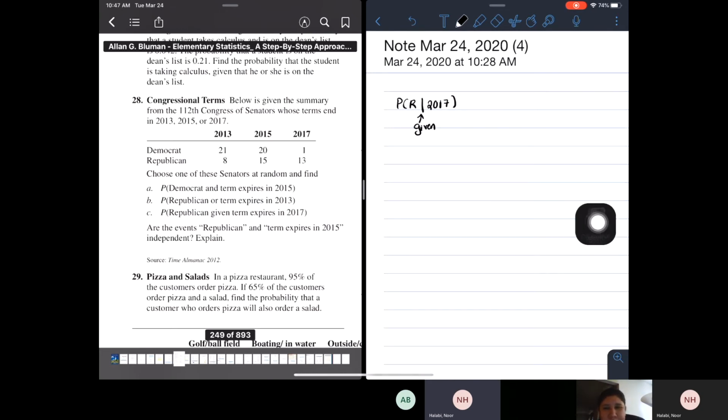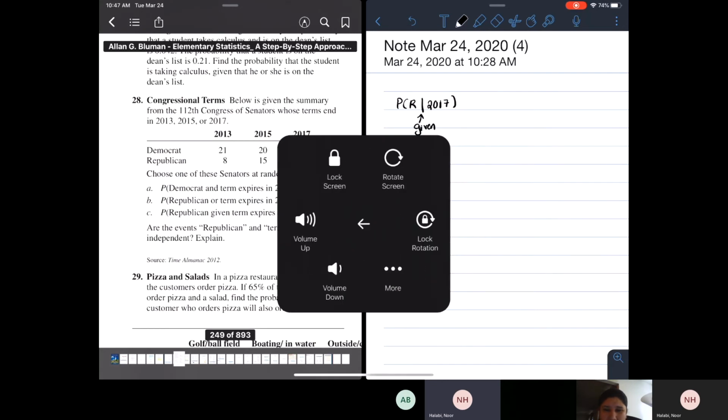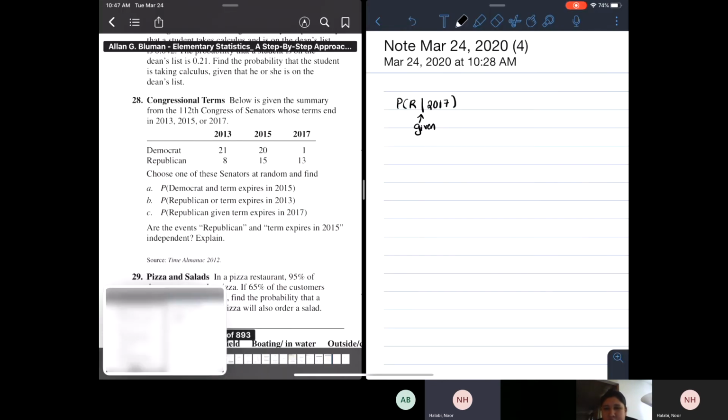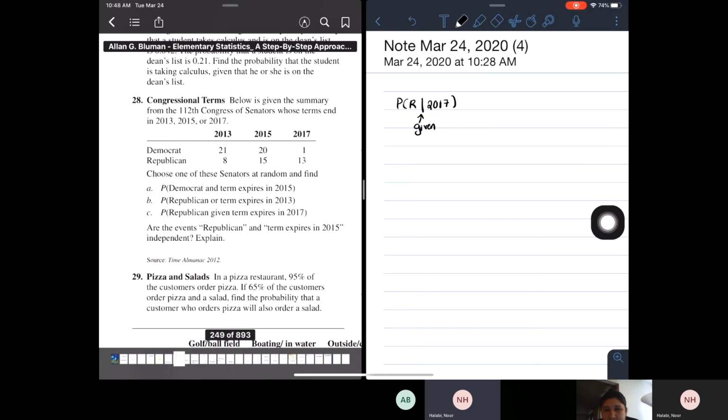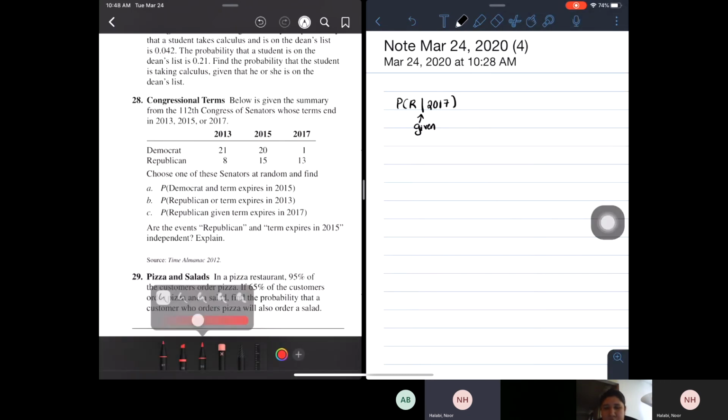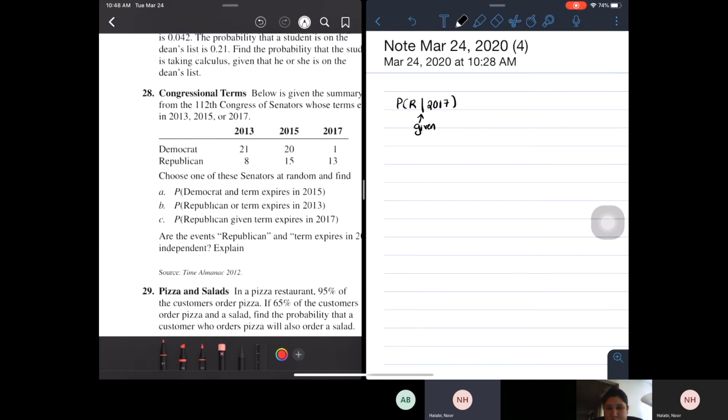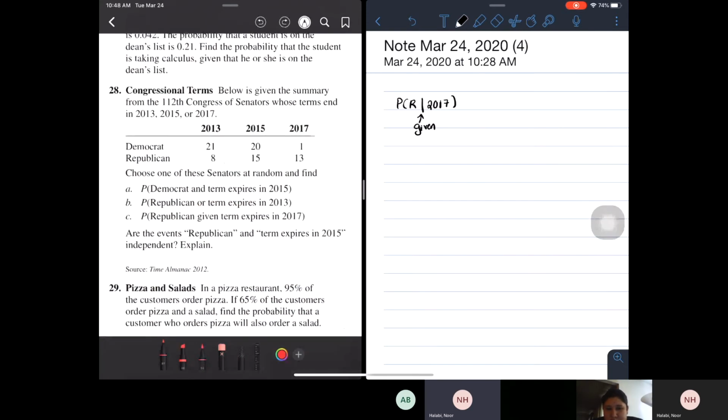I'm going to screenshot it. Oh, maybe I can actually just write on here. So it says, given that he exercised his term in 2017, right? So if we're just going to do the conditional probability equation, it's the probability that it was Republican and 2017, divided by the probability that it was in 2017, because it's given 2017, correct? Yes.